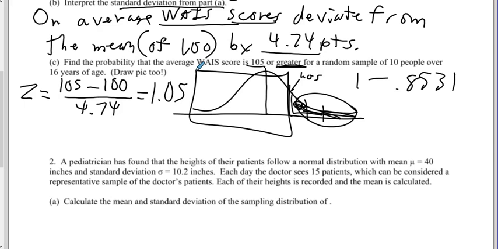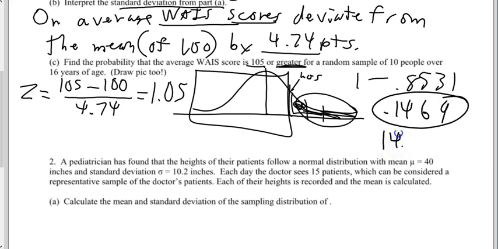Because you can tell, this is a very small section compared to all of this. So the 0.8531 is that big area in the box to the left. What we get is 0.1469. You can leave it right there. That's your answer. If you'd like to put 14.69%, you can do that also. It doesn't matter.